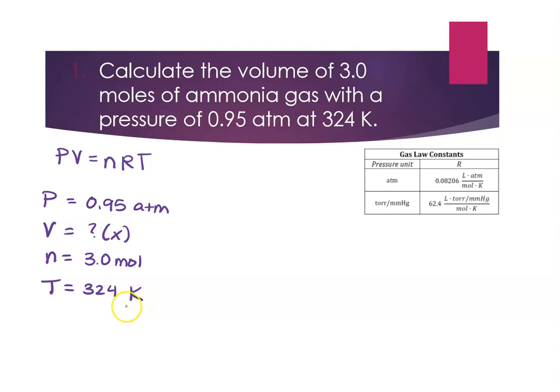So things to check for: first, I want to make sure that my temperature is in Kelvin. It is in Kelvin. And then I need to look at my R value. To find R, I look at my pressure unit. My pressure is in atm, so the value of R that goes with atm is 0.08206. So now I have all my variables, and now this is just algebra. I have 4 out of the 5 numbers in the equation, so I can just solve for the 5th one.